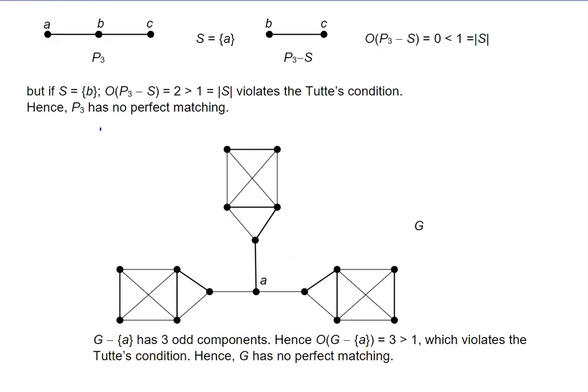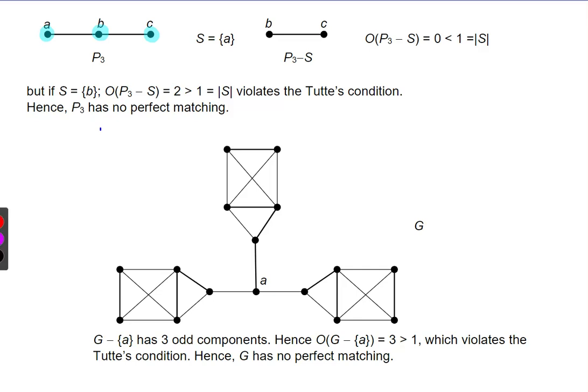Alright class, now we want to find whether a graph has a perfect matching or not. So let's consider one example here. We have path 3, a graph of path P3 with 3 vertices A, B, C. Let's say S is the set of vertex A.